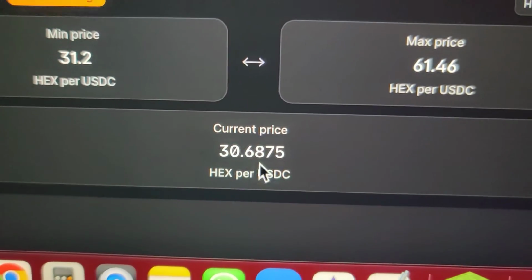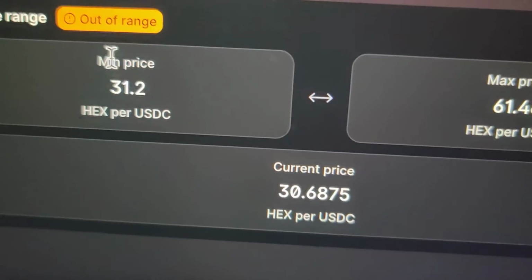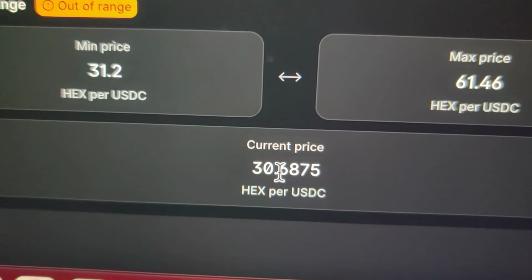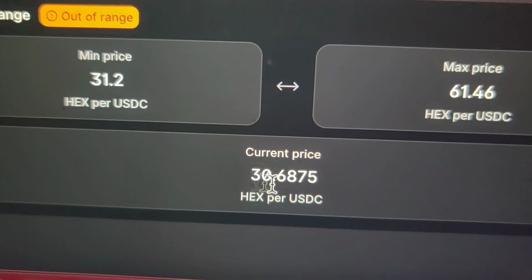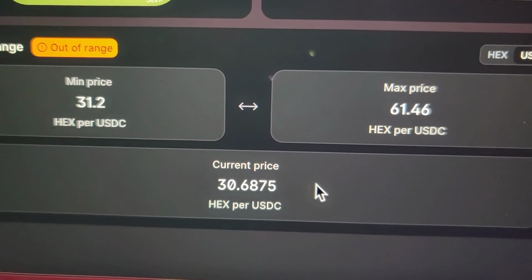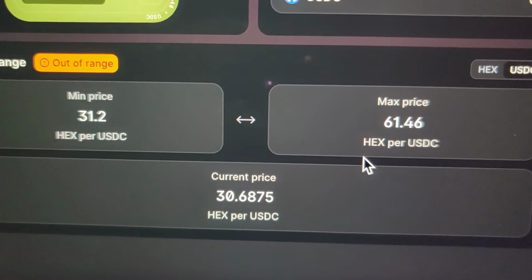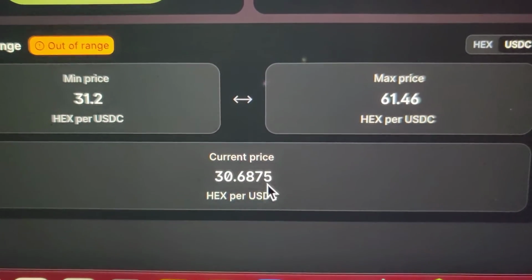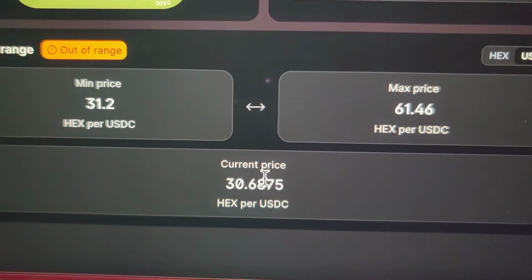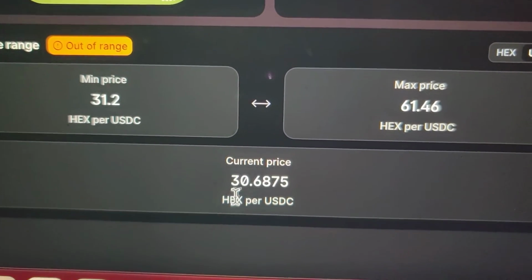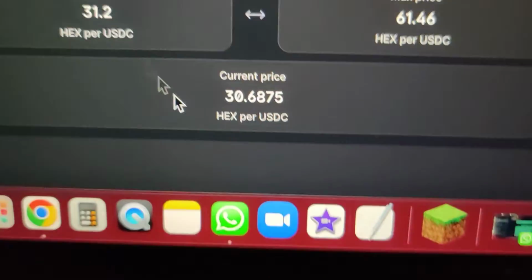So the price is going up just a hair. I need it to go down. If the price goes down, then you get more hex per USDC, per dollar, basically. If it goes up, then you get less. I don't know if I said that the right way. Anyway, it's 1 divided by these numbers here that lets you find the actual price. So I guess I could do that real quick.